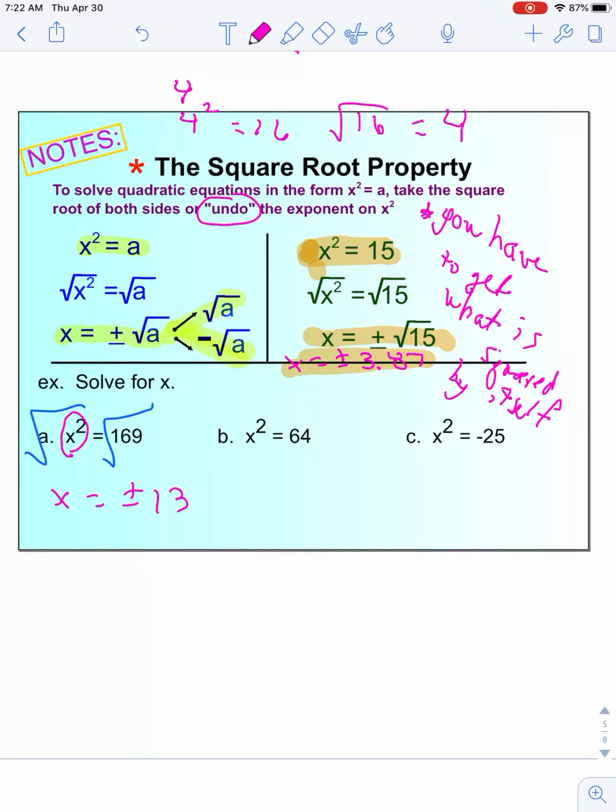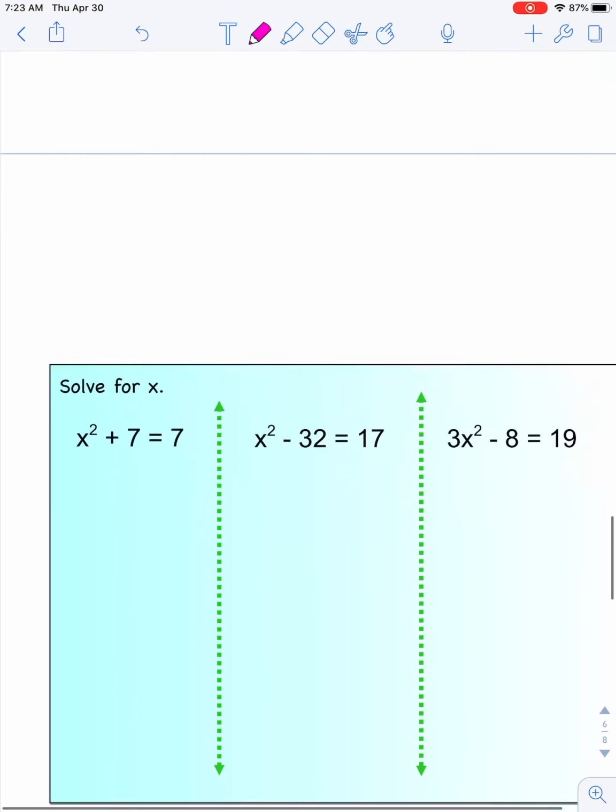Okay, so let's go on to some of the more difficult ones. I mean, let's look at C. It looks pretty simple. I have what's squared by itself, but when I take the square root of each side, I can't take the square root of this negative 25. That negative is a problem, so that one is no solution. So again, this matches right in line with quadratic formula work we did.